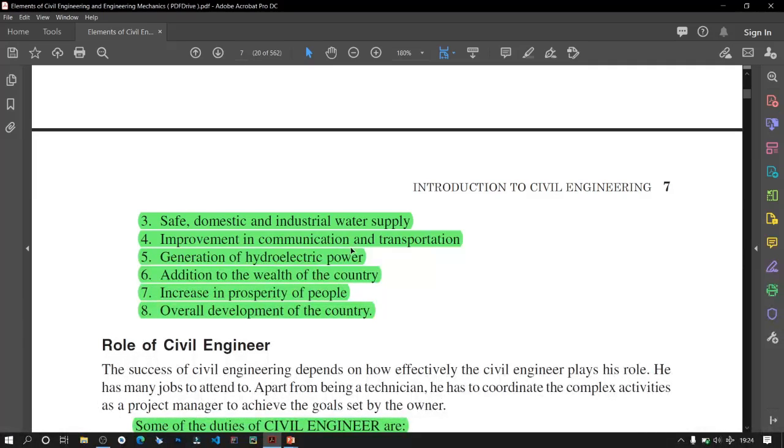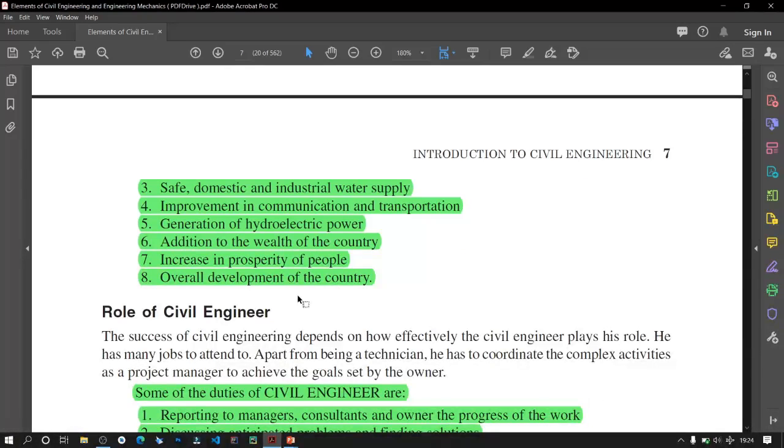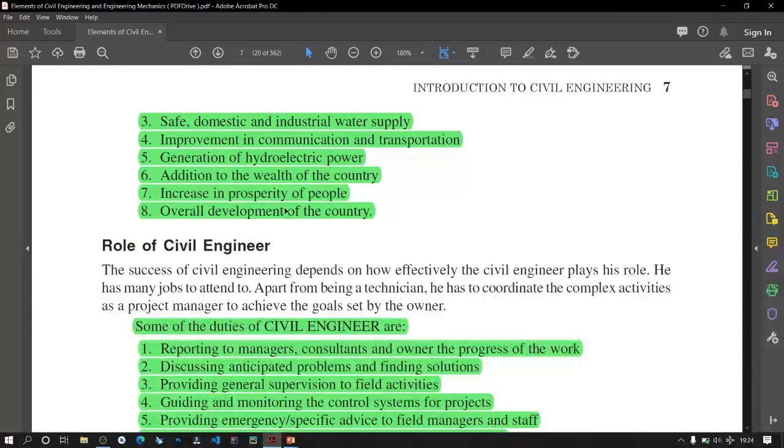Improvement in communication and transportation. In communication, 5G is going to launch, and in transportation, e-tag and FASTag are launched. Generation of hydroelectric power from dams. Addition to the wealth of the country. Increase in prosperity of people. Like America has a city square, the most advanced thing, so most people think they are advanced, but it's nothing like that. Overall development of the country.